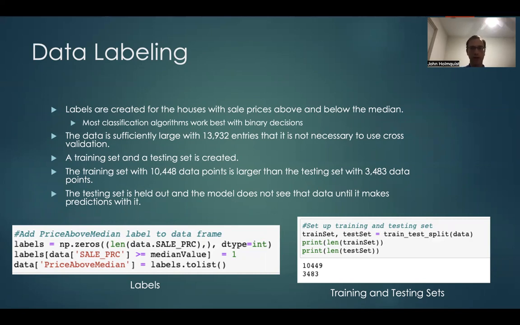So the data was pretty big. There's almost 14,000 entries. So it wasn't necessary to use cross-validation. I could just divide it into a training set and a testing set. So the training set has more than 10,000 data points, and it's significantly larger than the testing set with just under 3,500 data points. So I hold out the testing set, and the model doesn't see that testing set until it actually makes predictions with it. The code snippet on the bottom left shows creating the labels. And the code snippet on the bottom right shows creating the training set and the testing set.